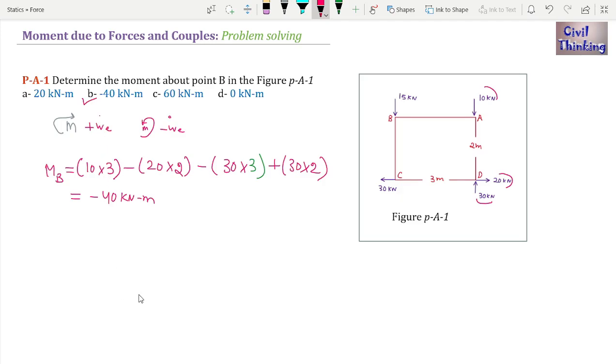I hope you understand this problem. Now we are going to solve more problems on moment due to forces and couples.